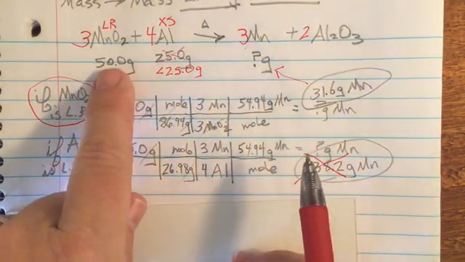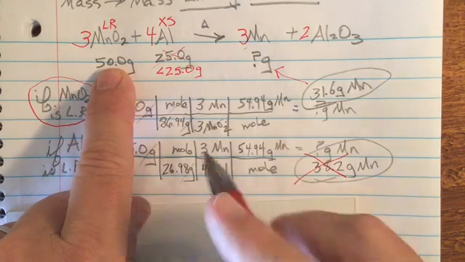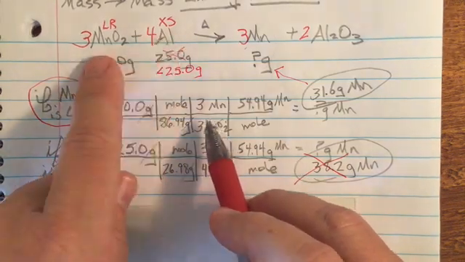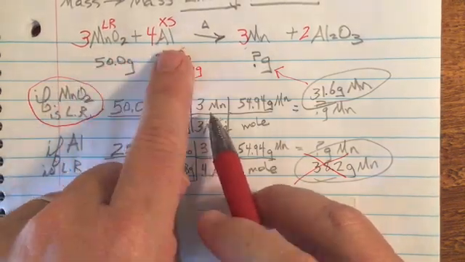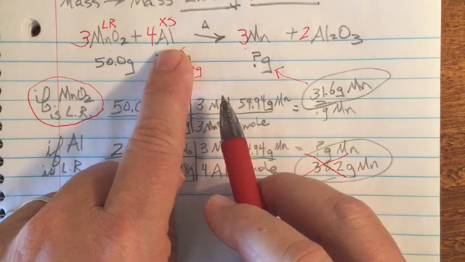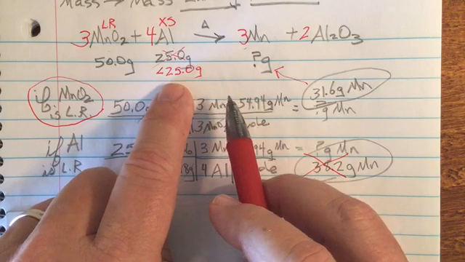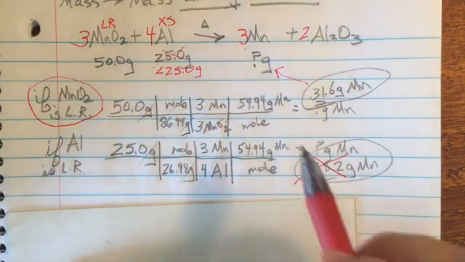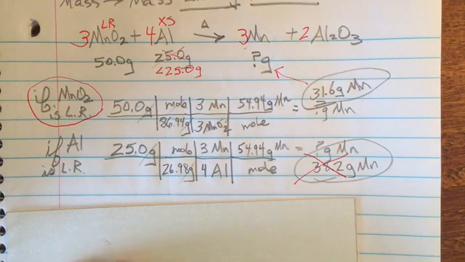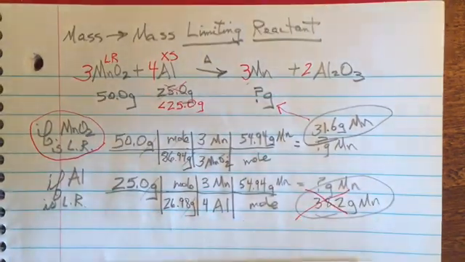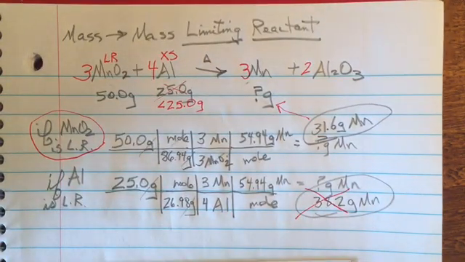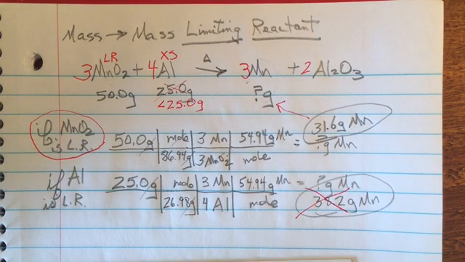Because if we know this is a correct number, we could do a 3-step mass-to-mass stoichiometry problem to determine how much of that actually is. And it turns out to be some number less than 25 grams. That's the concept of limiting reactant shown in this type of problem where you have to do two separate 3-step mass-to-mass stoichiometry problems.